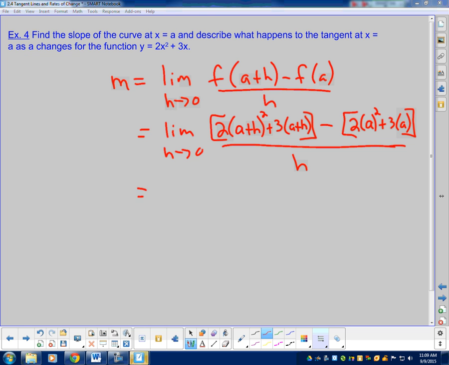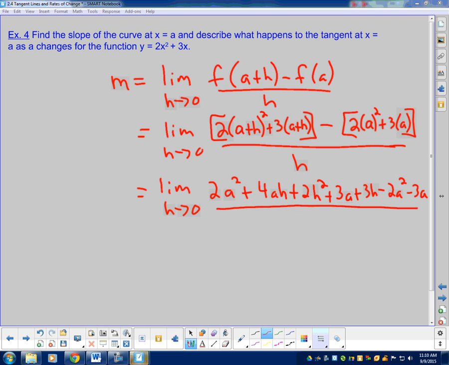All right, so limit as h approaches 0. Okay, this should be no problem here. Let's expand this out and multiply by 2 at the same time. You ready? Okay. What are the terms? What's the first term? 2a squared plus, okay, 2ah in the middle, and then times 2 is going to make it 4ah plus 2h squared, and then plus 3a plus 3h, distributing that, minus 2a squared minus 3a all over h.